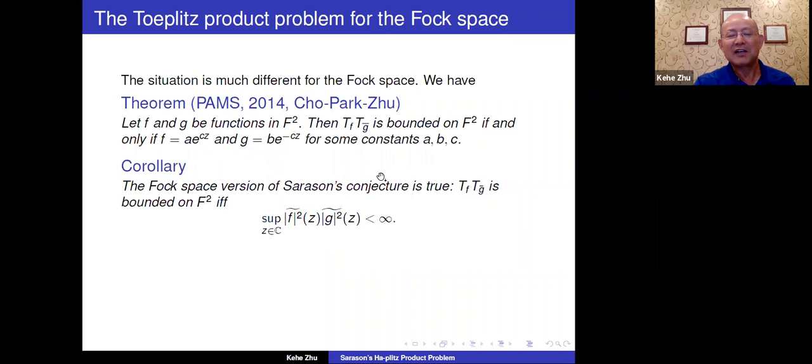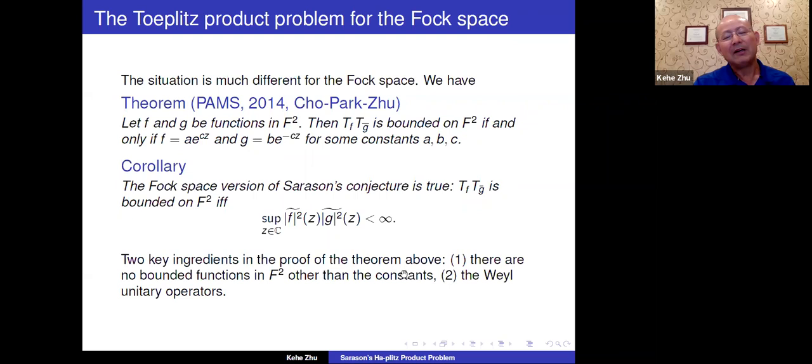It is because in this case, we can actually compute the two cases using the explicit formulas for f and g. So the bottom line over here is that Sarason's conjecture is actually true for the Fock space, and we know a little bit more. We know that if the operator or the function is bounded, then f and g must be of very specific form, like that.